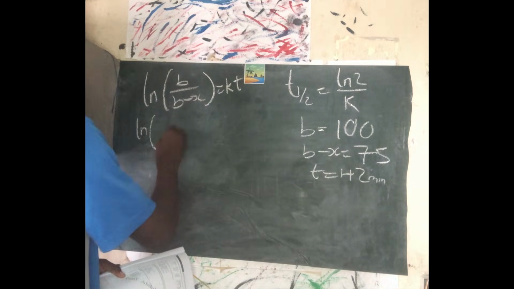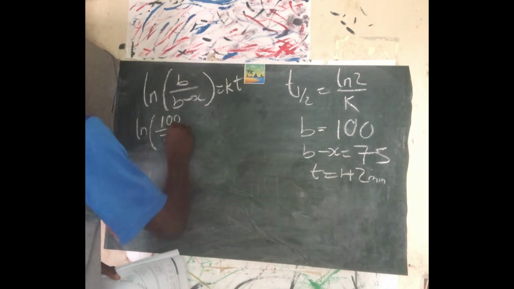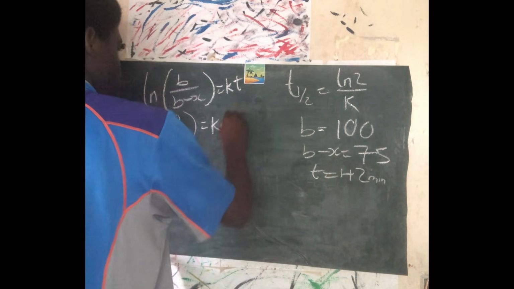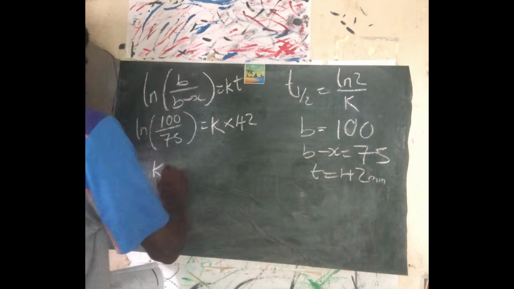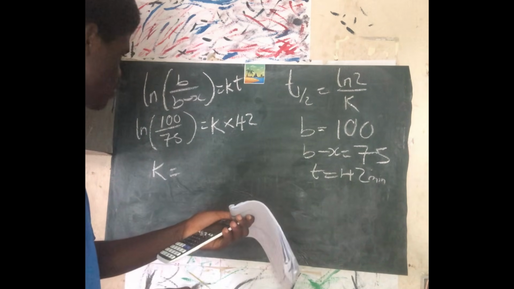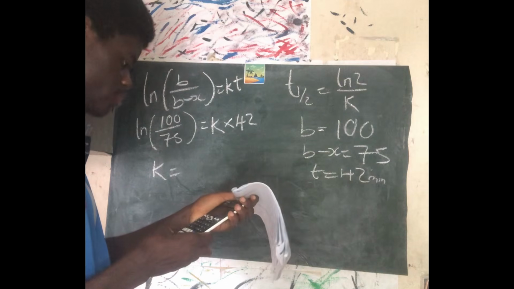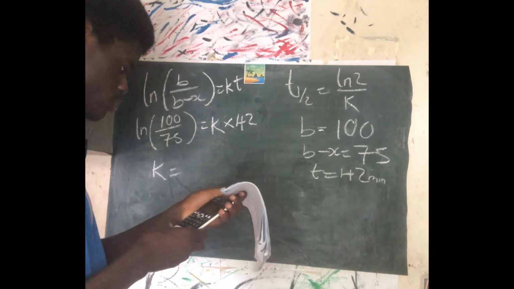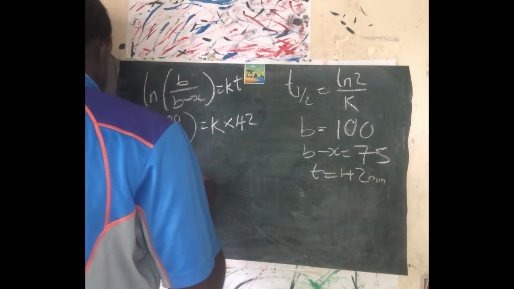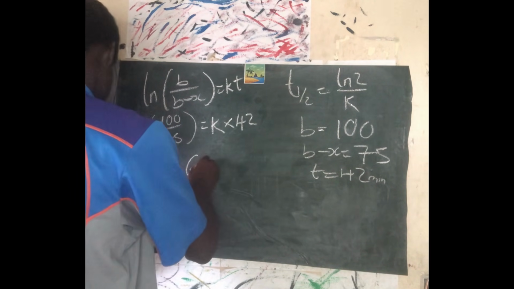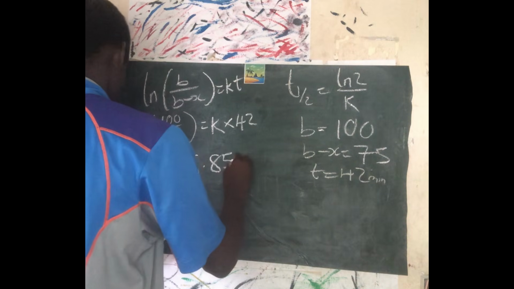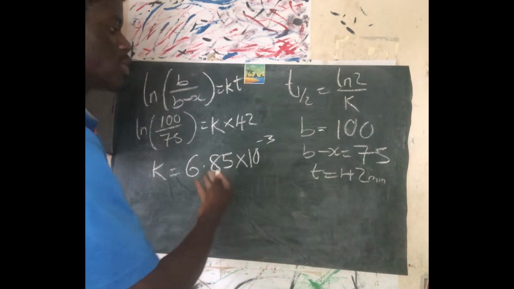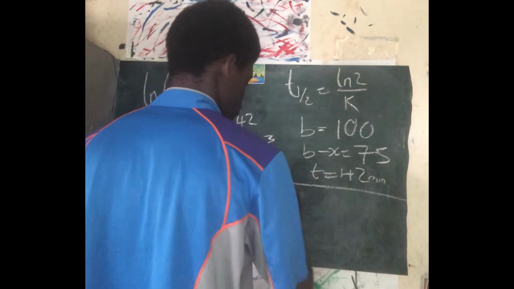That's ln of 100 over 75 is equal to K times 42. So just make K the subject of the formula, and that will give us ln of 100 over 75, divided by 42. So that will be 6.85 times 10 raised to power minus 3. So we've gotten our K. That means finding the half-life will now be easy.